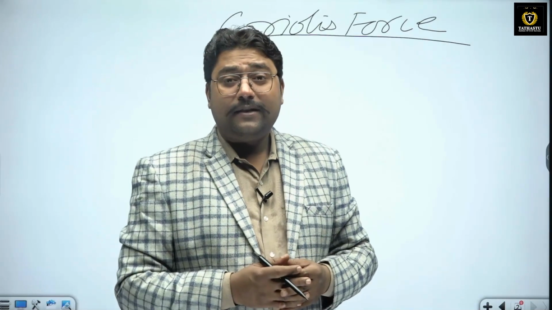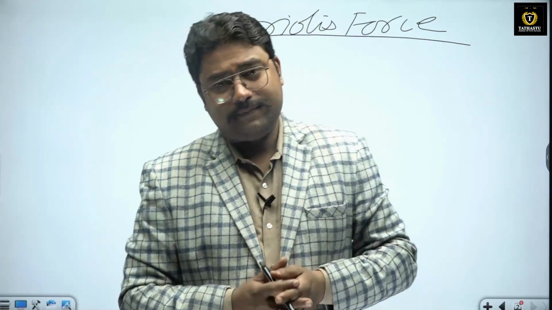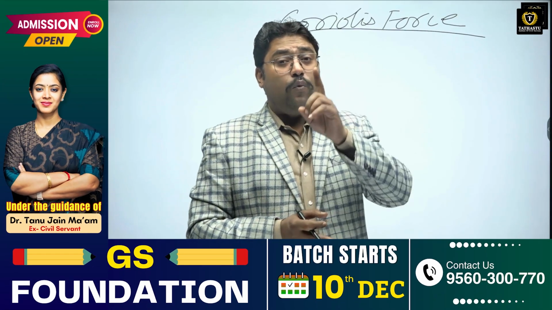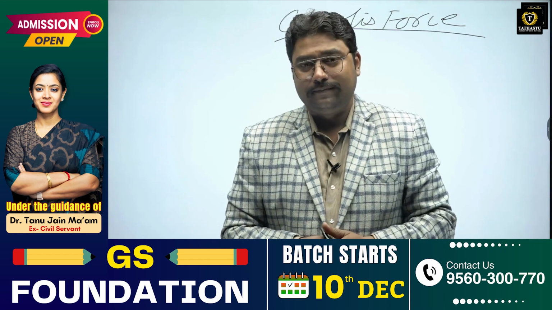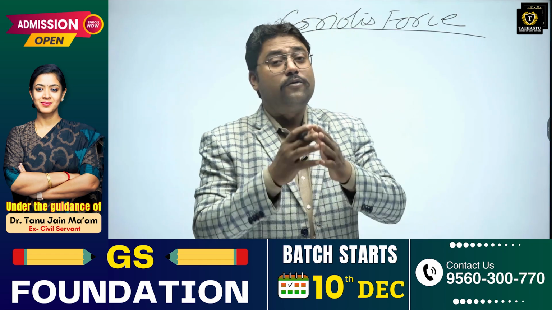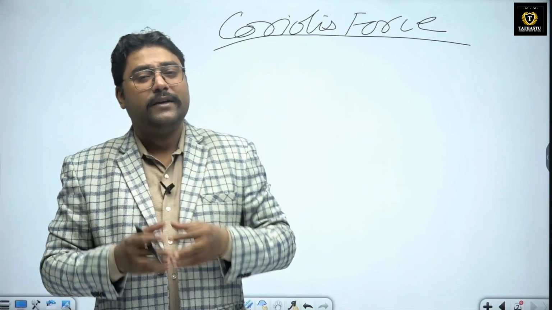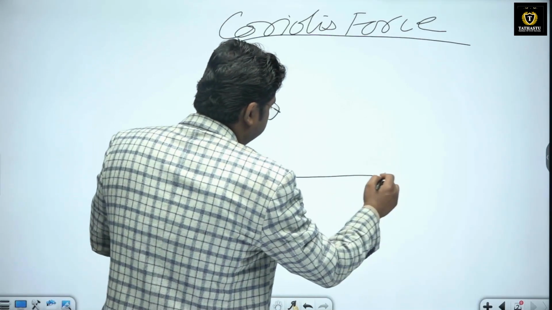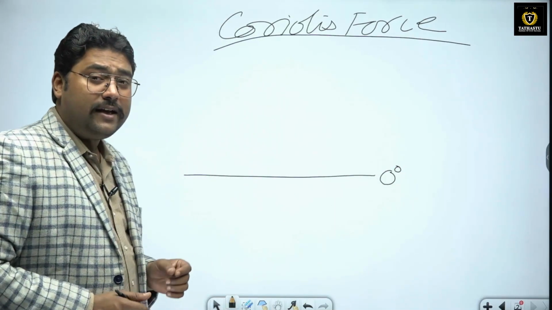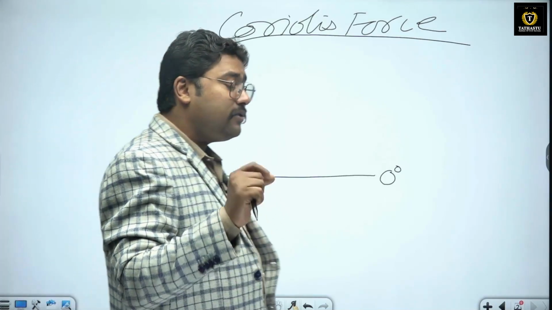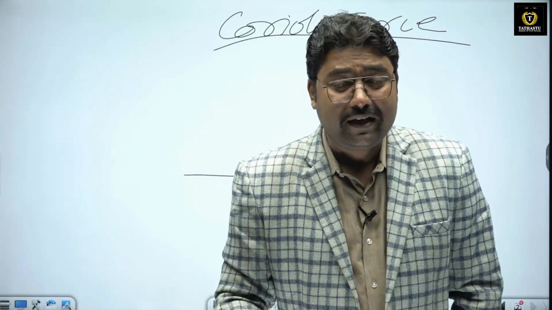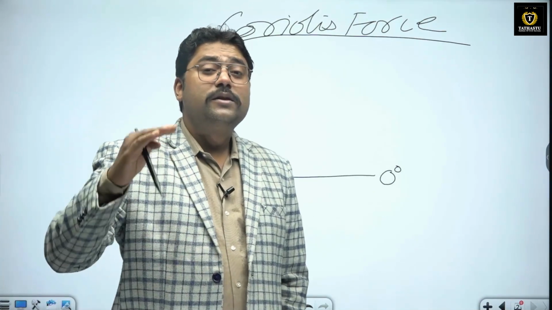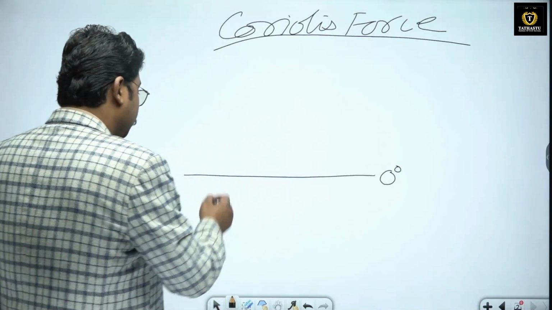He stated that any freely moving object, even wind, will turn towards the right of its path in the northern hemisphere and towards the left of its path in the southern hemisphere. Repeating it once again, any freely moving object will turn towards the right of its path in the northern hemisphere and towards the left of its path in the southern hemisphere. Now the question comes, sir, how? So let's have a look.